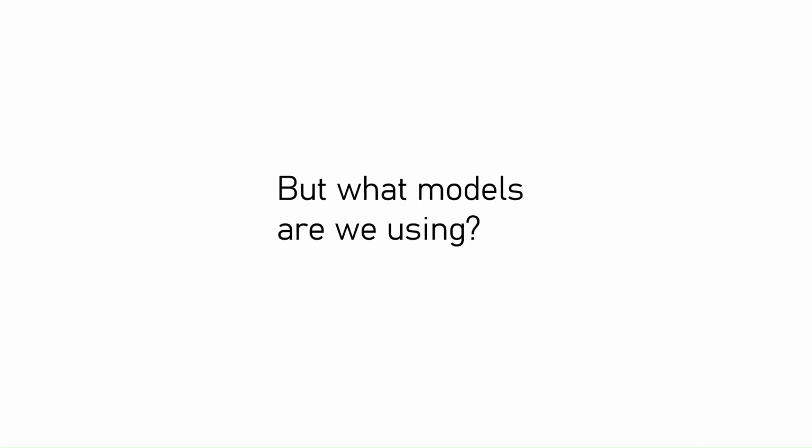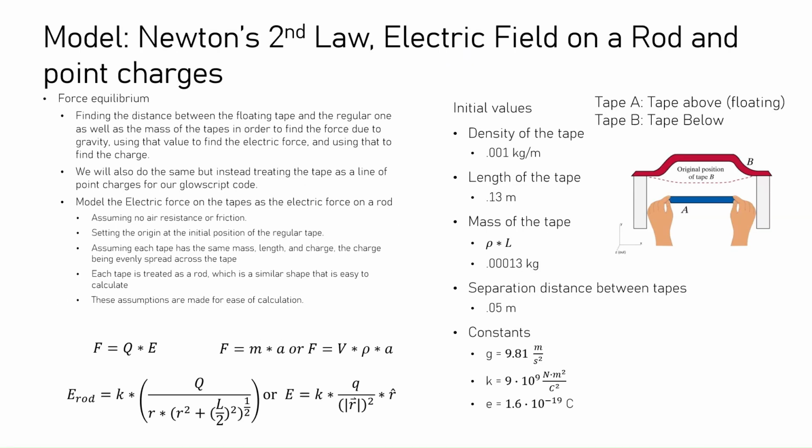So what models will we be using? The models we're using are Newton's second law and the electric field of a rod and a point charge. We find the distance between the floating tape and the regular one, as well as the mass, in order to find the force due to gravity, using that to find the electric force and using that to find the charge. We'll do that twice, once for a line charge and once for a rod.